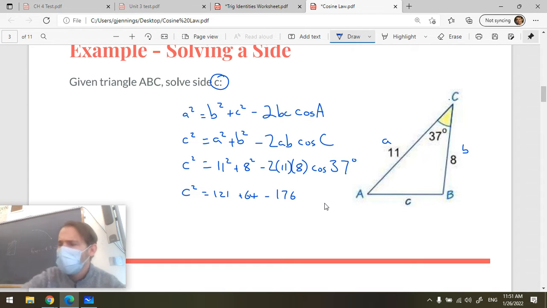Well, let's find out the cosine of 37. I'm going to do it here, okay? It's just a little faster. 37, take the cosine of that, tells me 0.7986. Sure. How accurate are you trying to be, Mr. Jennings? Very accurate, I guess. I took four decimal places.